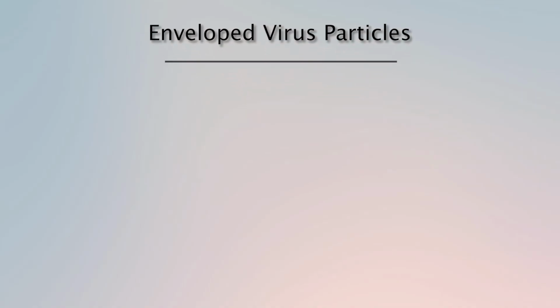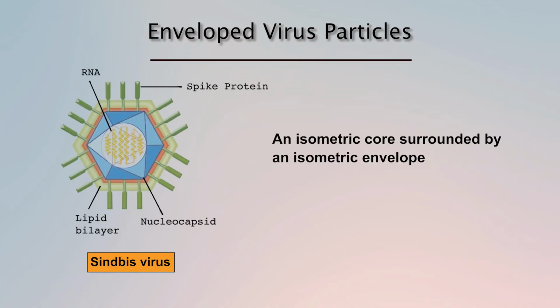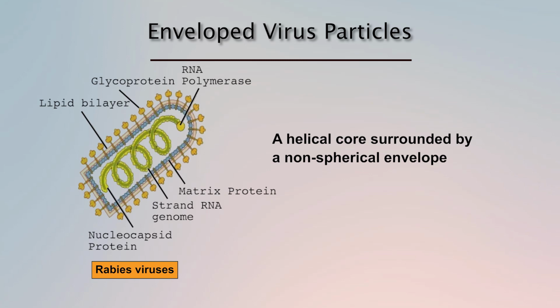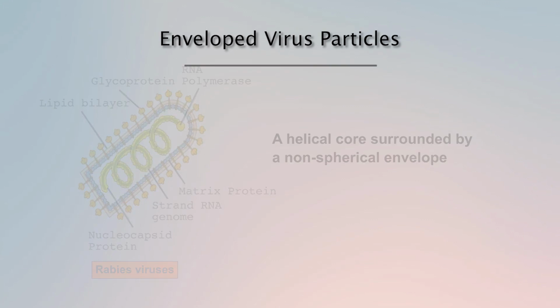Now there are still other viruses which are enveloped. Now where does this envelope come from? These envelopes are derived from host cell membranes during viral budding. Now various forms of envelopes are there, like this one, which is an isometric core with an isometric envelope, for example Sindbis virus. A helical core with a spherical envelope like that of the influenza viral particle, and a helical core with a non-spherical envelope like that of rabies virus.